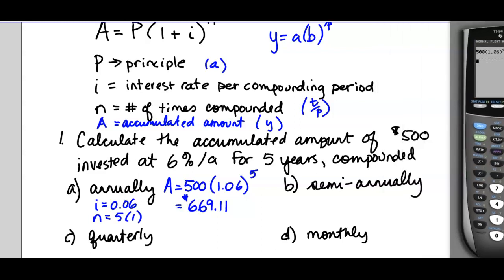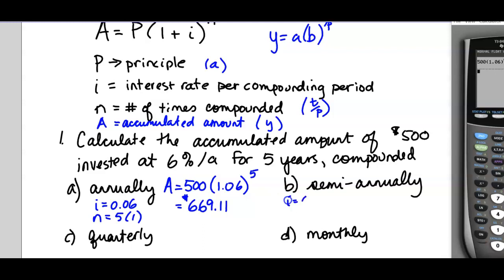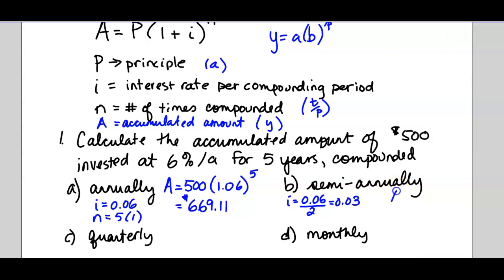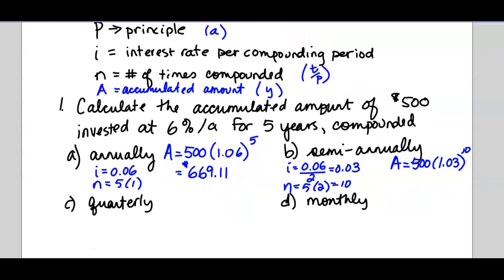Okay. Semi-annually, so that's going to be 0.06 divided by 2, which is 0.03. Okay, so I'm going to have A equals 500 times 1.03. But now your N, semi-annually, means it calculates interest twice a year, and again for 5 years. So 5 years times twice a year is going to be 10. Okay. So now calculate that.